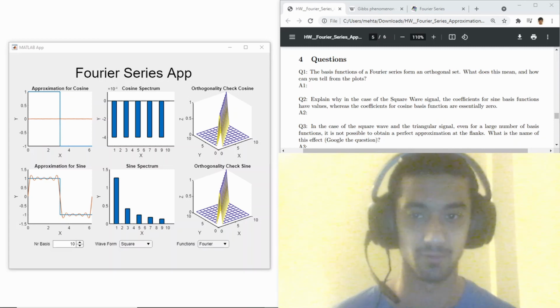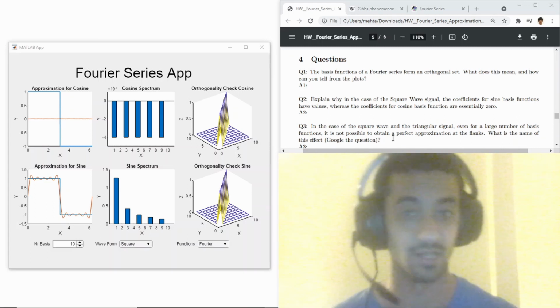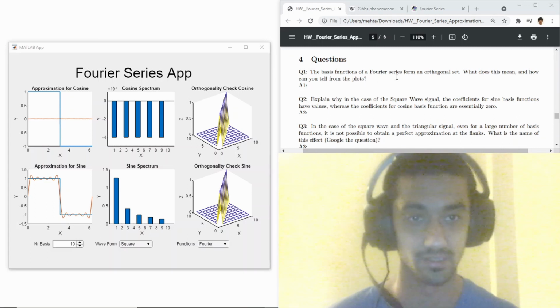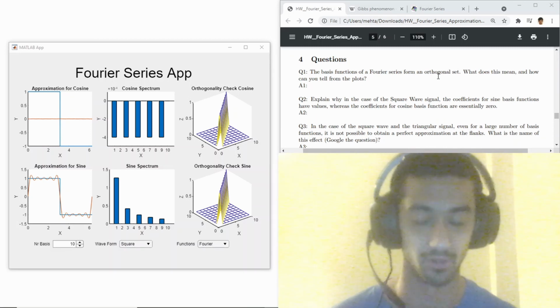So that concludes my work in demonstrating my app. Now let's move on to the questions that I had to answer for the day. First up, we have: the basis functions of a Fourier series form an orthogonal set. What does this mean, and how can you tell from the plots?